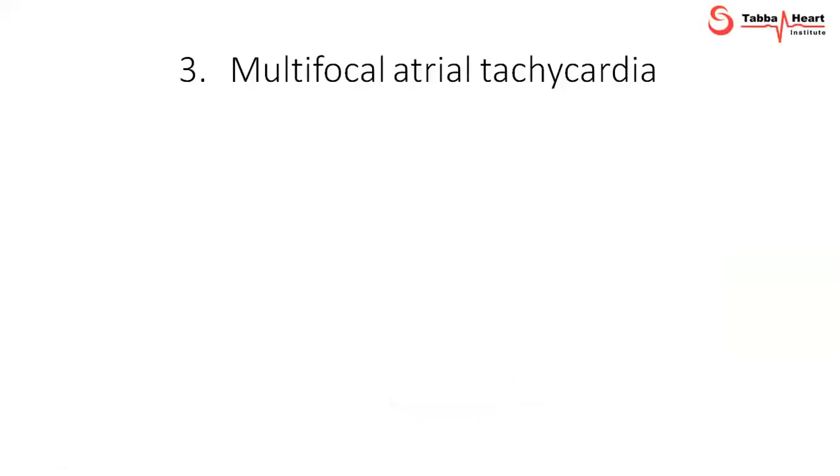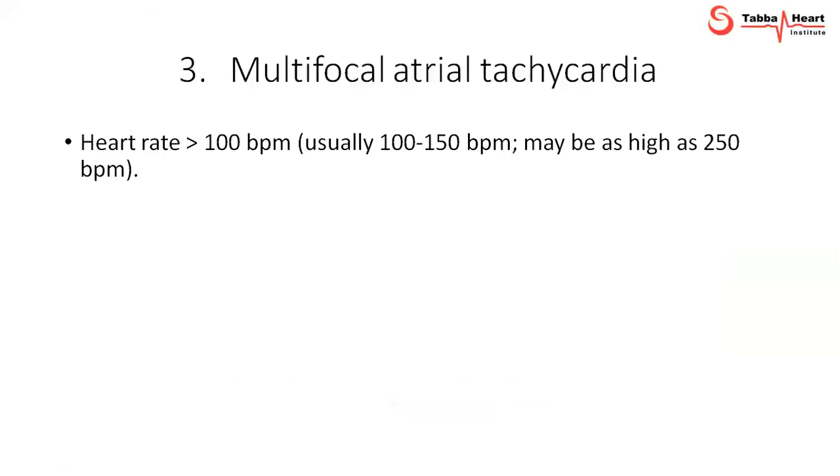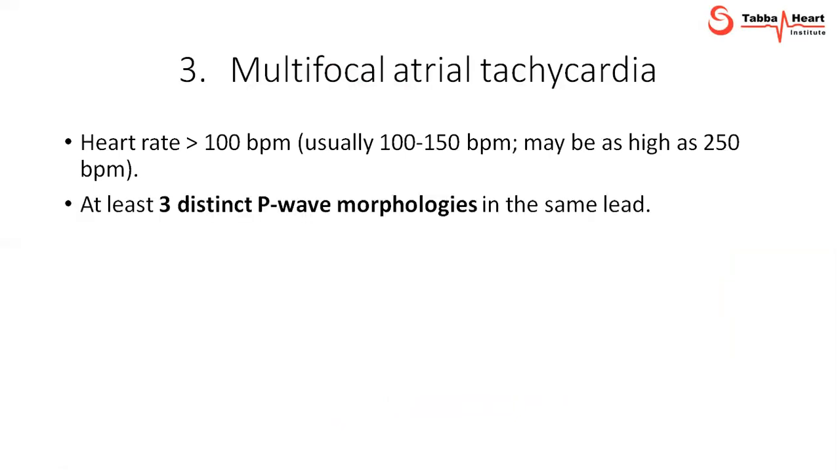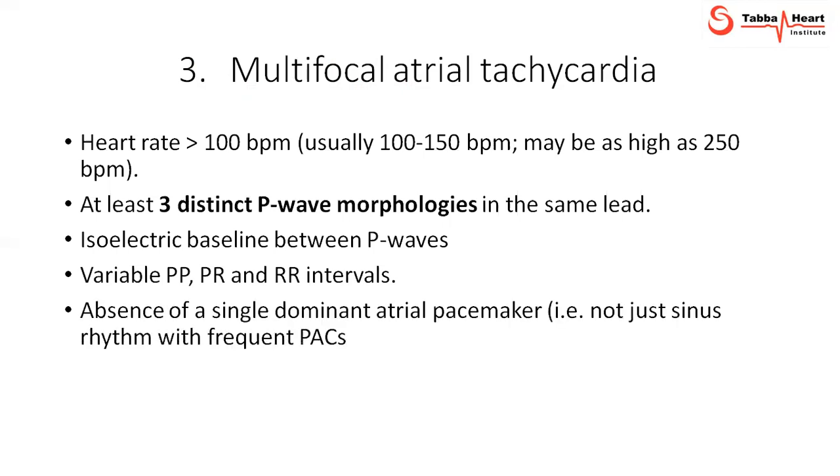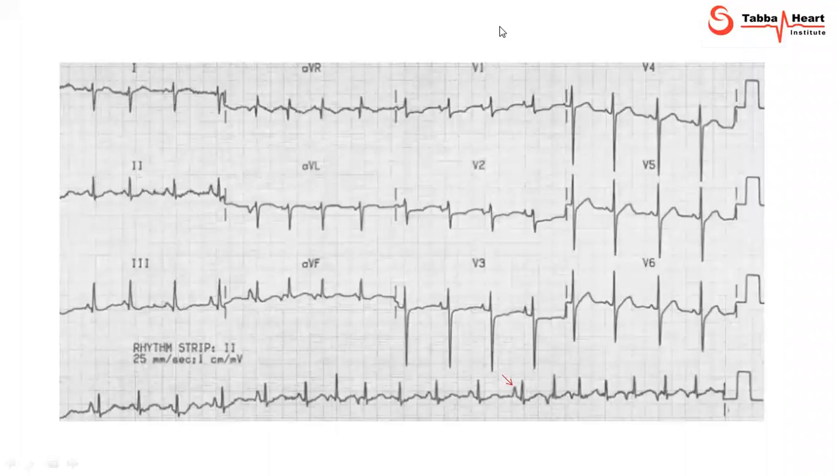The third is a multifocal atrial tachycardia. Obviously, as the name says, more than one P wave morphology in a narrow complex irregular tachycardia. There is variable PP, variable PR interval. This is not atrial fibrillation because you will see P waves, and this is also not just sinus rhythm and PACs, right? You will see an irregular tachycardia.